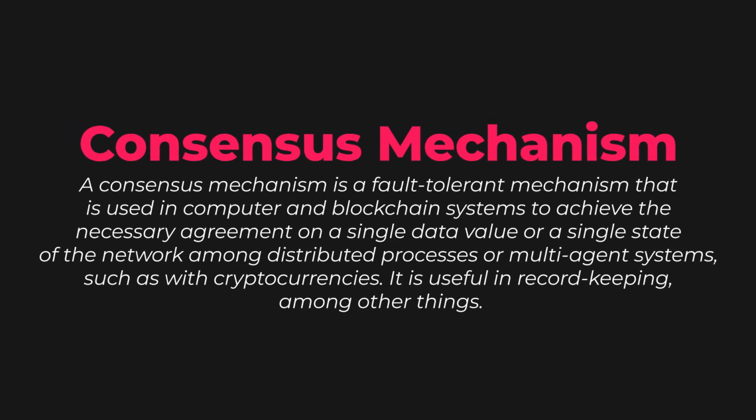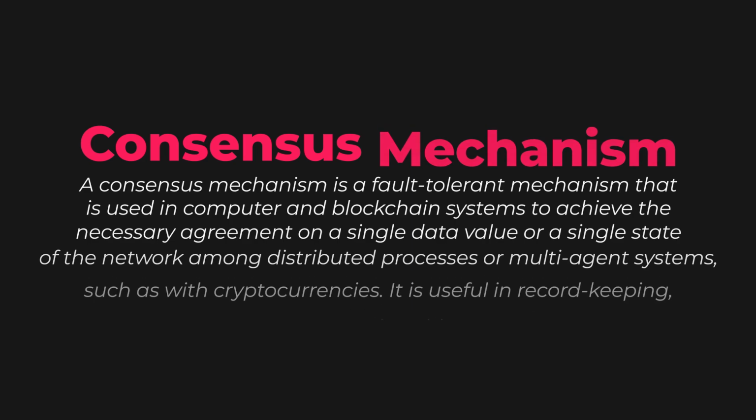Now, consensus mechanism is a fault-tolerant mechanism that is used in a computer blockchain system to achieve the necessary agreement on a single data value or a single state of the network among distributed processes or multi-agent systems, such as with cryptocurrencies. It is useful in record keeping, among other things.